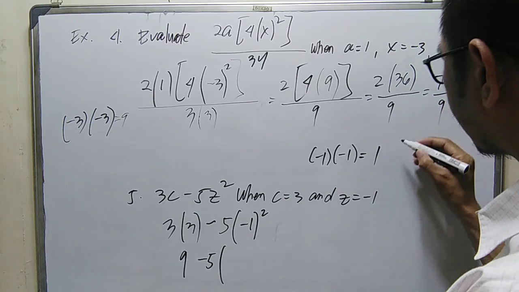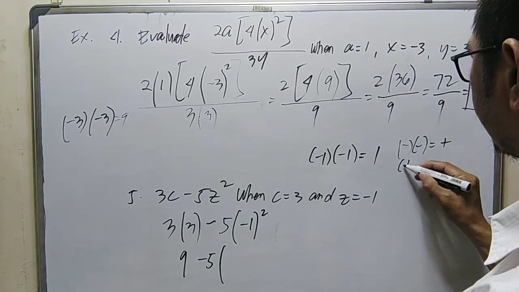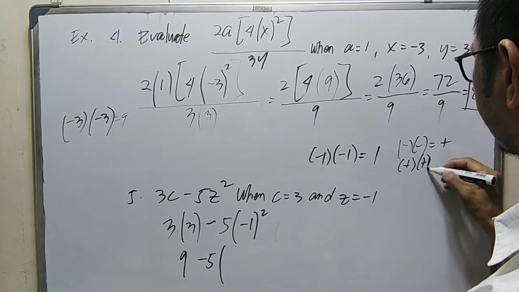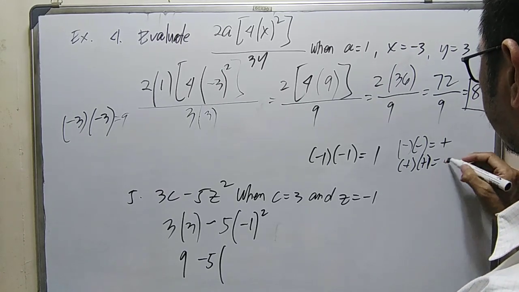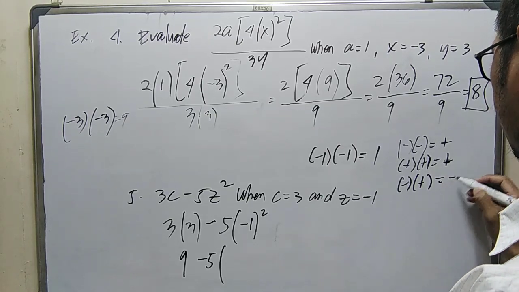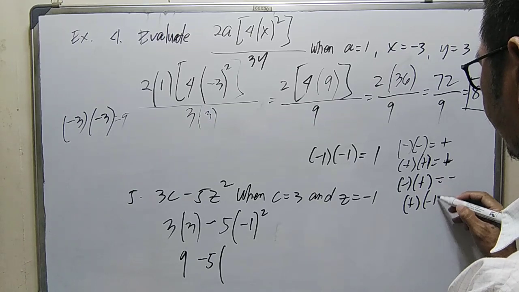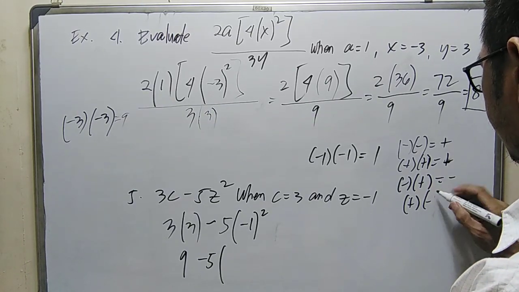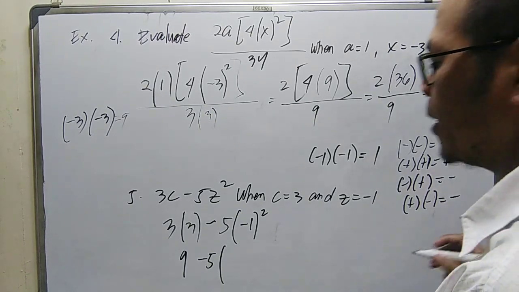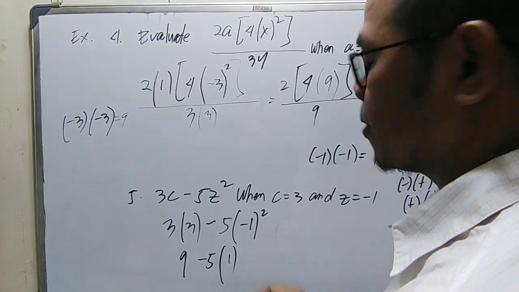Diba? Kapag mag-multiply tayo ng the same sign, the result is positive. Diba? Basta the same sign. The same sign, positive. Pero kung hindi pareho, negative times positive, that is negative. Kahit baliktarin natin yan, positive times negative, ano ba? Equals negative. Okay? So, negative 1 times negative 1, that is positive 1.